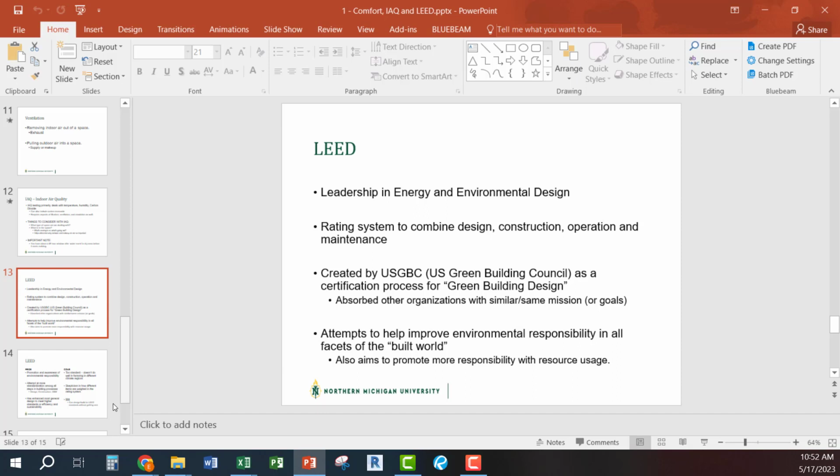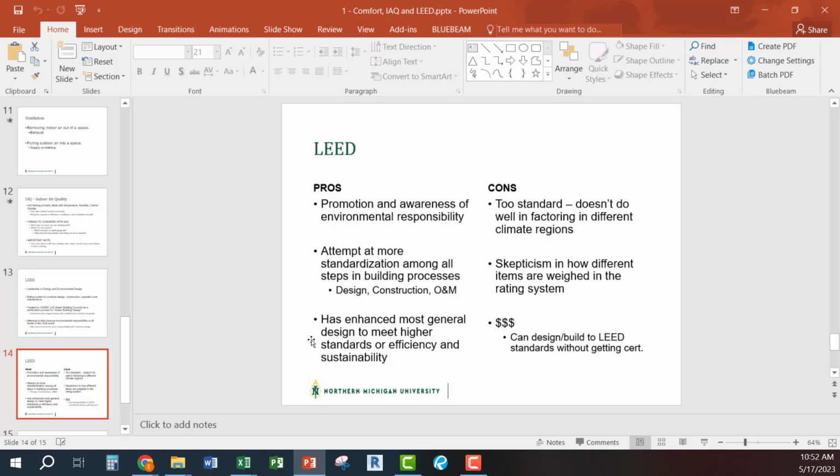I've done a lot of LEED buildings in my time. I've had my battles with the LEED process, but in general I think it's a good thing. It's a promotion of awareness of environmental responsibility, and it's attempting a lot more standardization across the industry. The problem with the standardization is how different geographical climate regions are affected by it the same way.